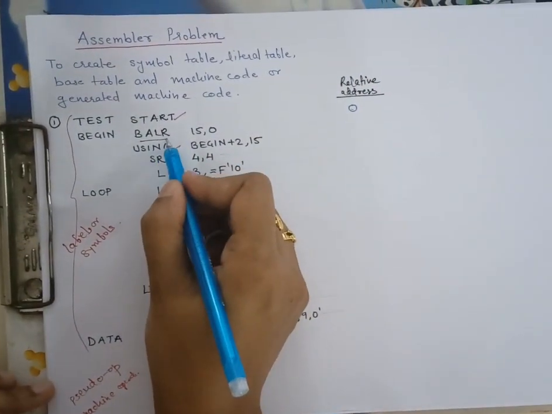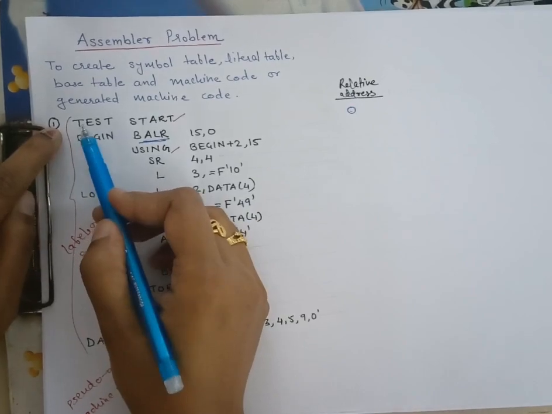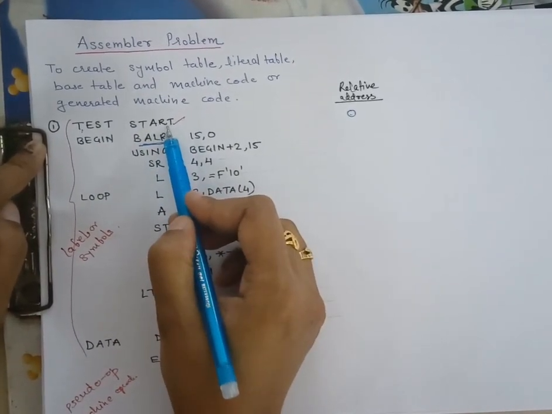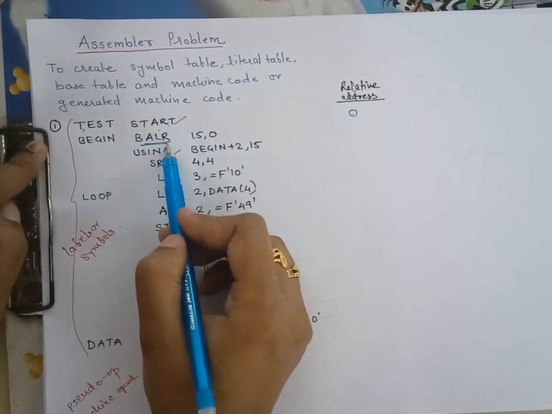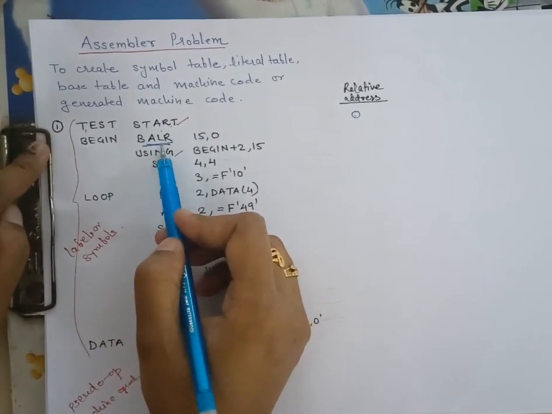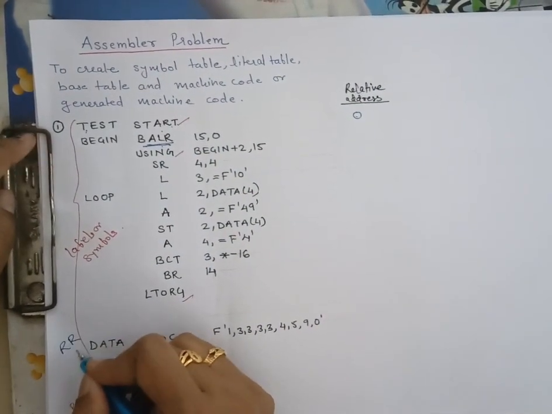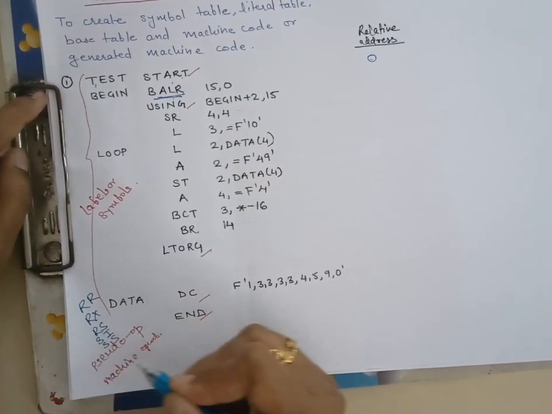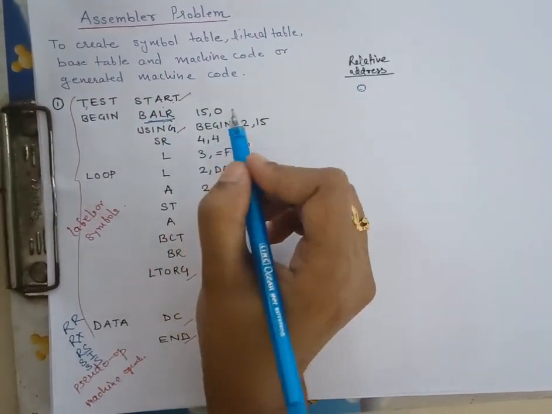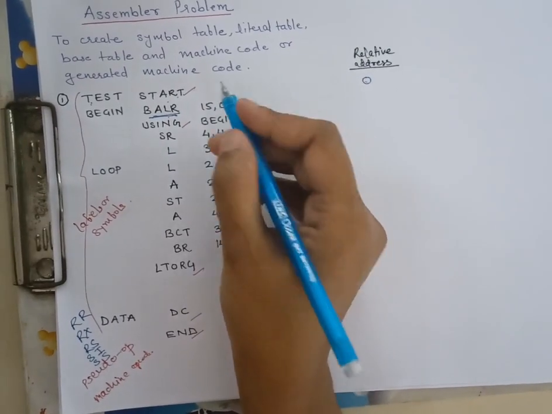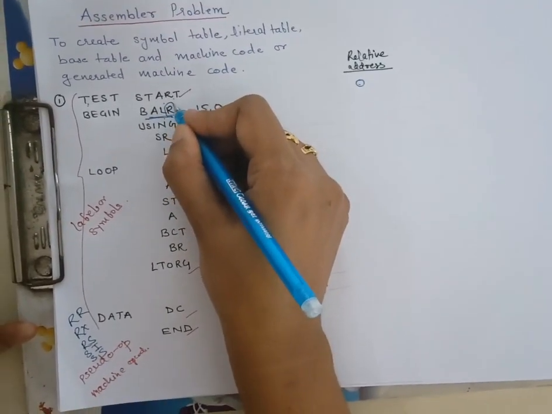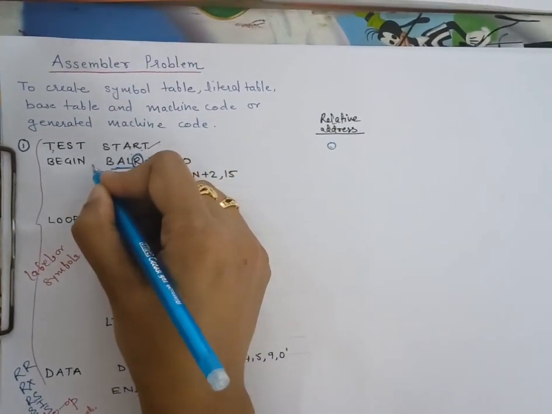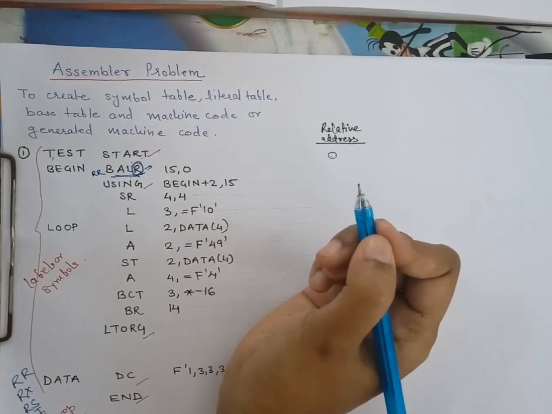Then we are having the BALR. Here TEST is the name of the program and START is the starting position of the program. Second, we have BALR. As I told you, we have the RR instruction, RX instruction, RS instruction, SI and SS instruction. Always remember this technique for solving assembly programming: if the end of the instruction contains R, it comes under the RR instruction.